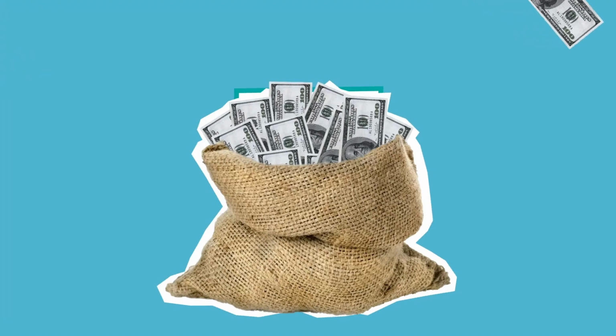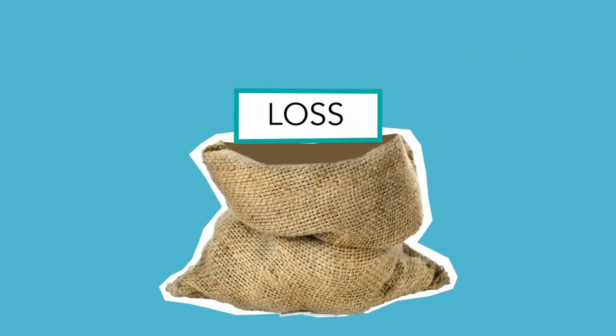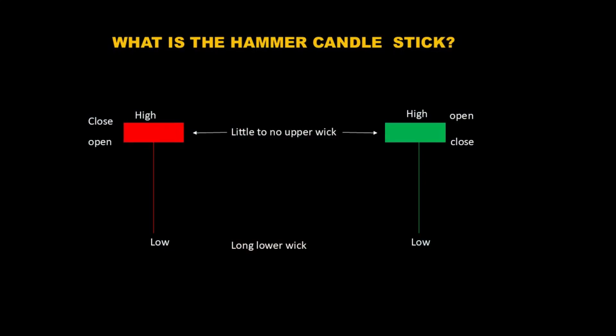Let's now look at 4 of the most effective candlestick patterns, one by one, and I'll explain exactly how to spot them and how to trade them. The hammer is a bullish reversal pattern. It usually appears at the bottom of a downtrend, signaling that sellers may be losing control. It has a small body at the top, a long lower wick, at least twice the size of the body, and little or no upper wick.